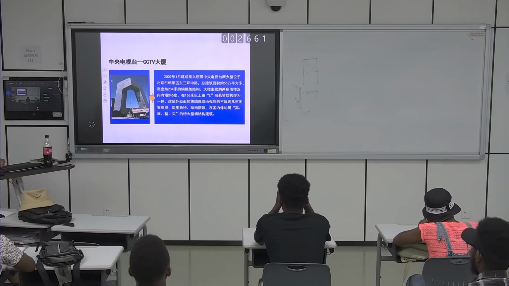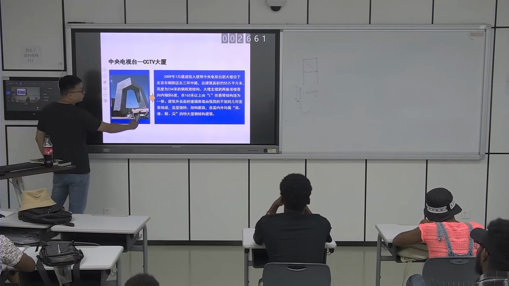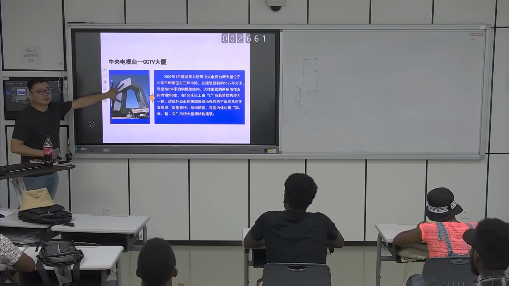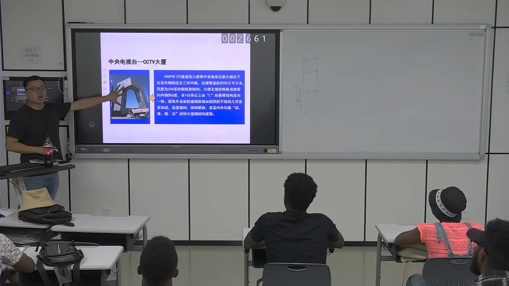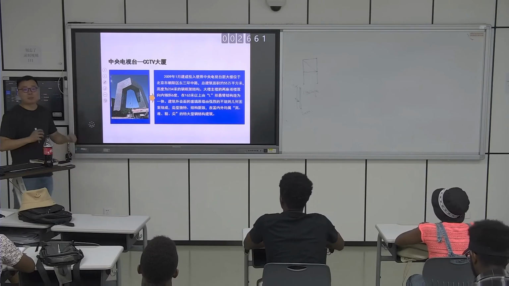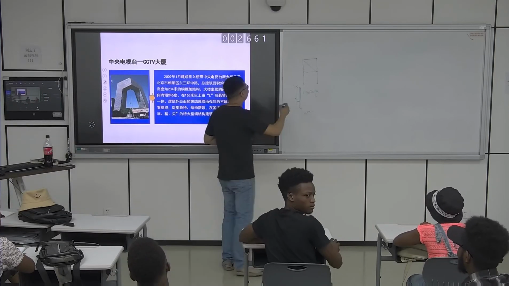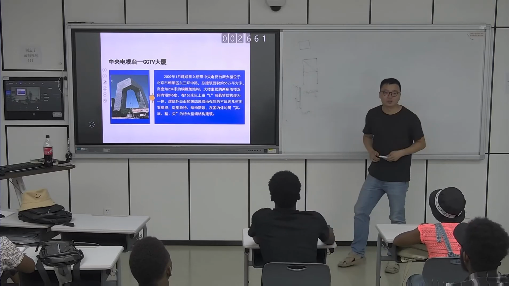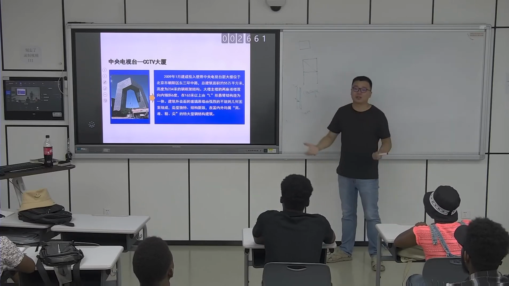Okay, this is CCTV central core. CCTV center. This is the building. You can see this is two L shapes. What does it mean? This is like a Chinese word. Yes, it's like a Chinese word. Do you know this word? What does it mean? The mouth. CCTV is the mouth of China. Right?